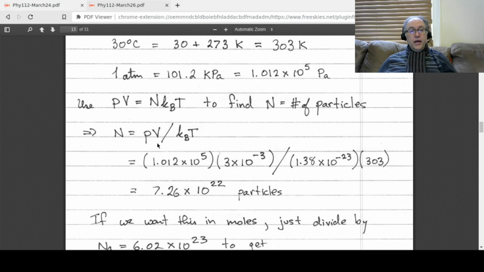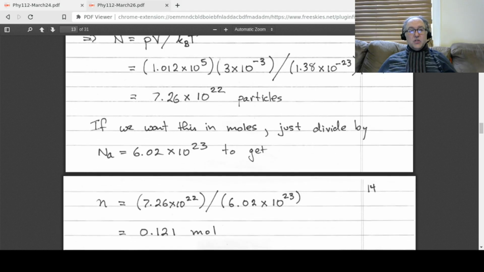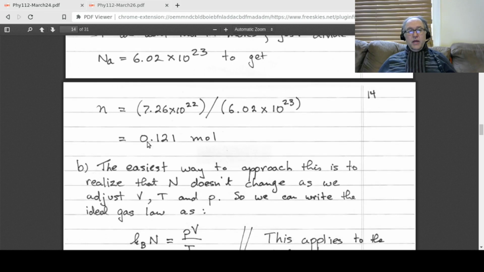Now, that answers the question, but just for practice, say I asked you in addition to convert this 7 times 10 to the 22 particles into moles. How do you do that? You just divide by Avogadro's number, which is 6.02 times 10 to the 23. If we divide here, we simply get 0.121 moles. So the gas is made up of 0.121 moles.